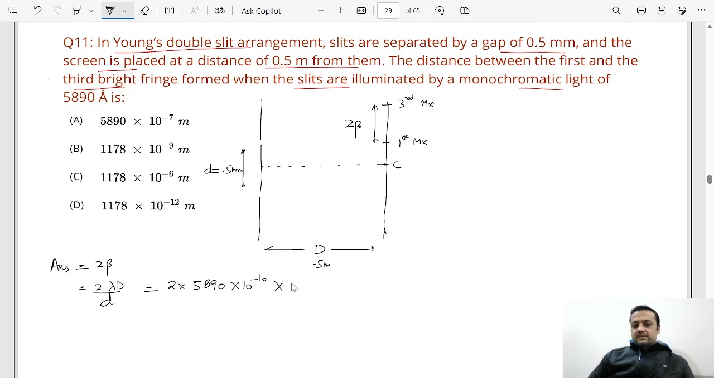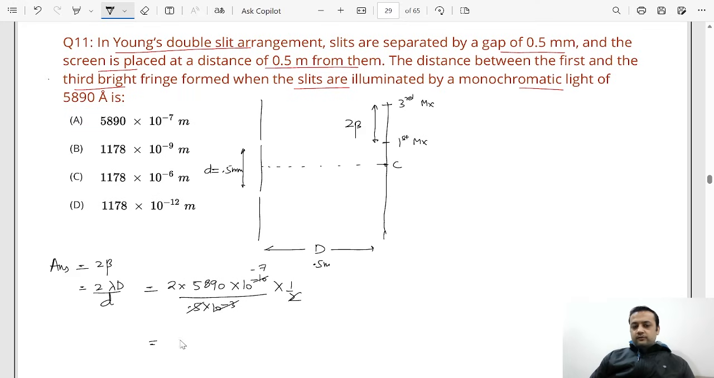Capital D is already in meter, which is half, upon small d. Small d is 0.5 mm, so 0.5 into 10 to the power minus 3. Now you can see that this 0.5 into 2 will become 1, and this 10 to the power minus 3 will make it 10 to the power minus 7.